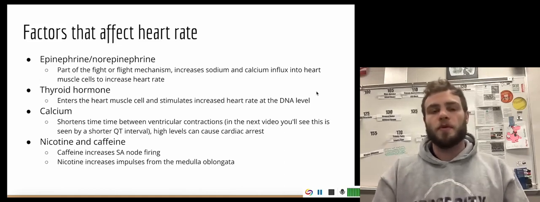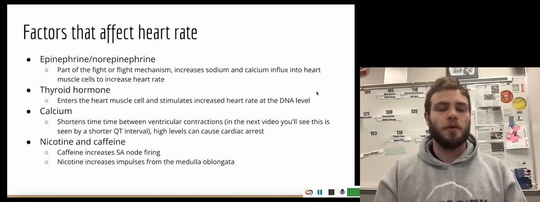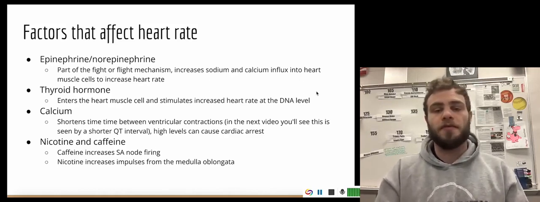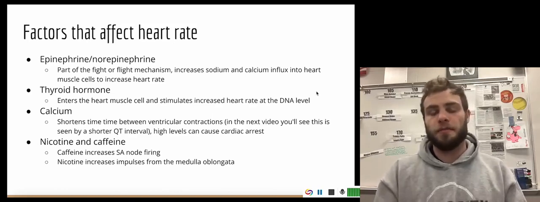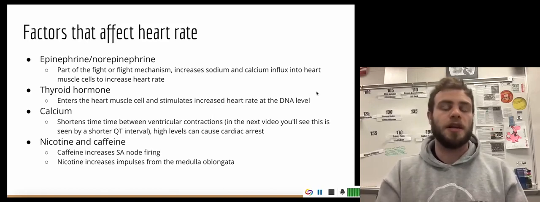So from 19.4, one thing I wanted to talk about were just a few of the factors that affect heart rate. Now, I'm not going to get into all of them. There were many more. These are just four major ones that you should know, starting with adrenaline, otherwise known as epinephrine and its correspondent norepinephrine. Part of the fight or flight mechanism. Hopefully you are familiar with that, remembering that from Unit 5.